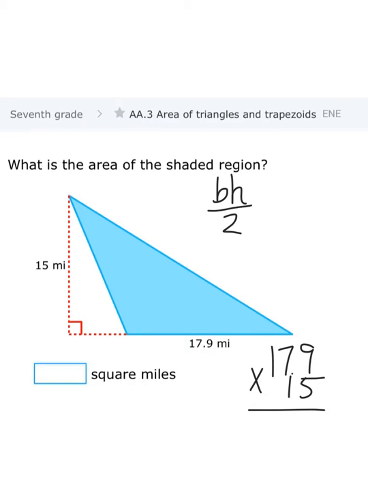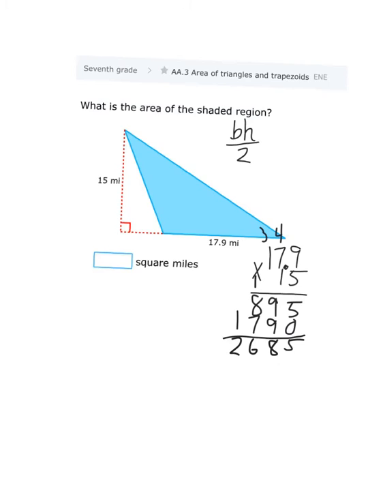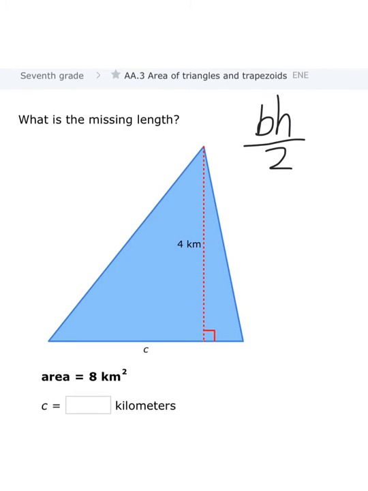For triangles, we do the base times the height divided by 2. So I'm going to do 17.9 times 15. And I got 2685, and I moved the decimal. I have one decimal place, so I move it over 1 to the left. 268.5 square miles. For this one, we have the height, which is 4, but we don't know what the base is.